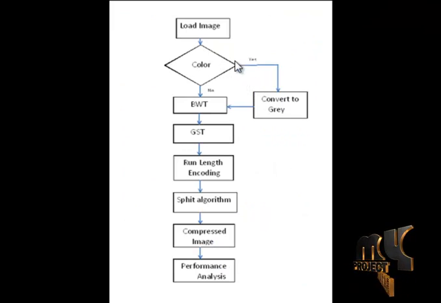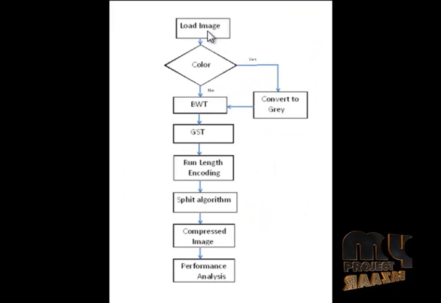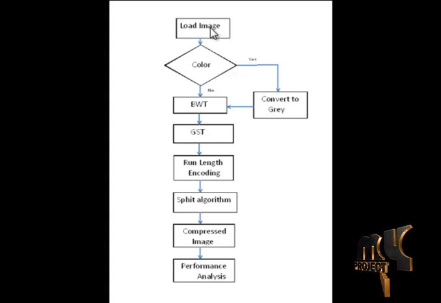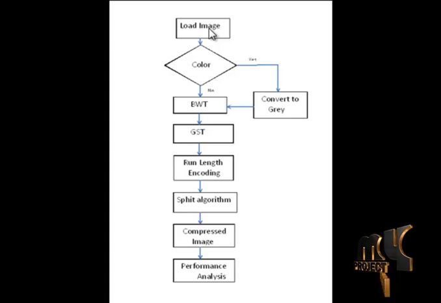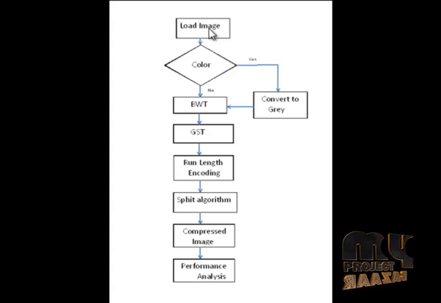This is the overview of our project. It consists of load image. In the load image block, we will load the input test image. After that, the input image is pre-processed using any one of the filtering techniques. In the pre-processing method, the median filter is used to remove the noise from the input image.